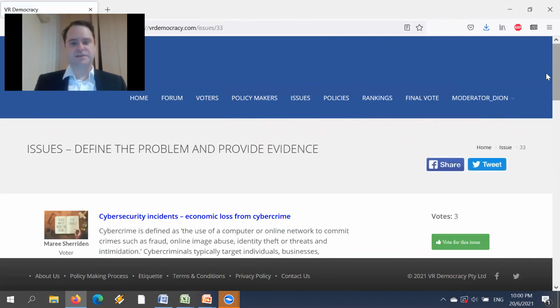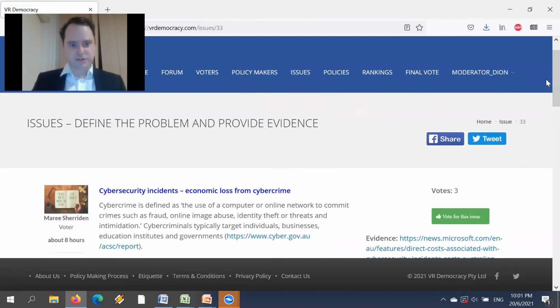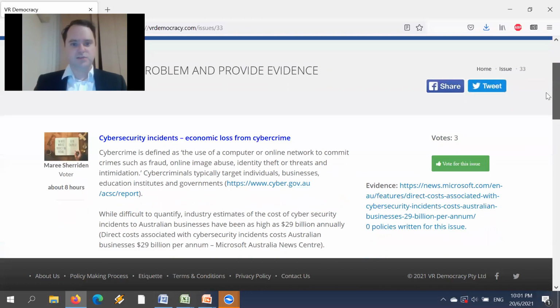Now this is the section where we're going to define the problem and give our evidence for it. So we're not just going to be able to vent or complain about something we don't like. We need to be able to identify it and define it properly. Of course, we may not like it, but we need to provide our reasons and our evidence why that things must be changed. So we have an example here of cybersecurity.